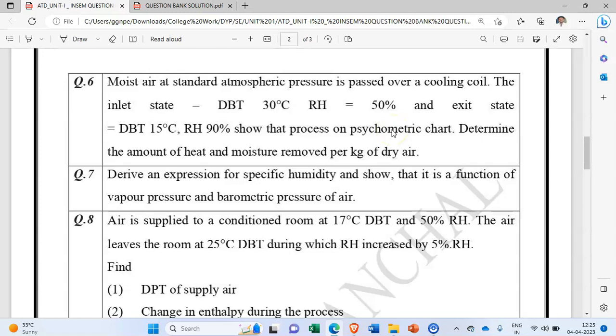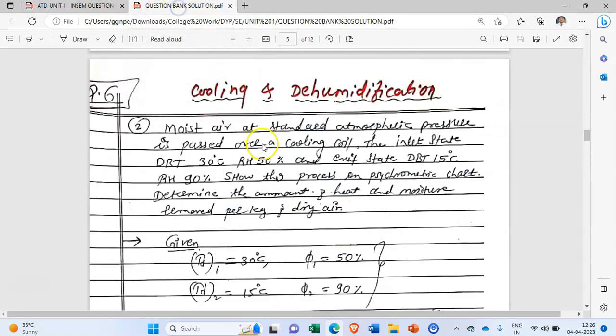So for that we need a psychrometric chart first. Determine the amount of heat and moisture removed per kg of dry air. This is actually a very easy question. Let us try to solve it, but for that I need a psychrometric chart first. I have sent it on the WhatsApp group, so please take a printout of that psychrometric chart and then try to solve this question so that you can understand. Basically this question belongs to the cooling and dehumidification process.